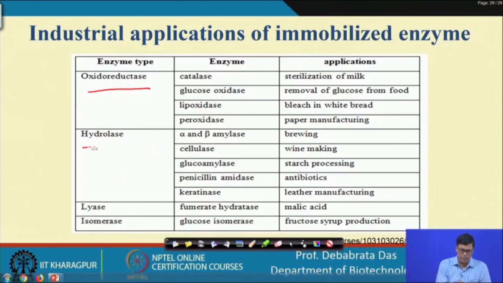The classes are oxidoreductase, hydrolase, lyase and isomerase. So these are different enzymes like catalase, glucose oxidase, lipoxidase, peroxidase, and they are used for different purposes. Catalase is used for sterilization of milk. Glucose oxidase, for removal of glucose from food. Then lipoxidase bleaches white bread, and peroxidase is used in the paper industry. So we have tremendous potential as far as immobilized enzymes are concerned.